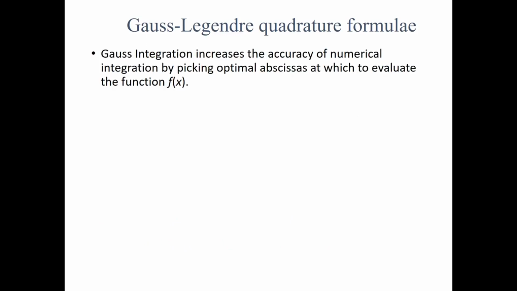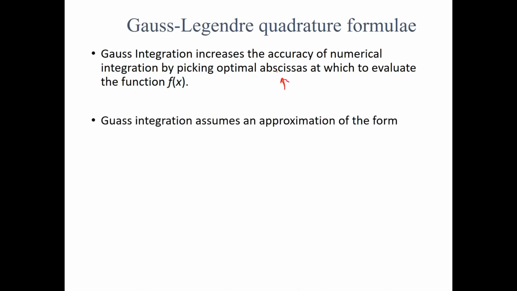गॉस लेजेंडर क्वाड्रेचर फॉर्मूला का डेरिवेशन या हाउ टू अप्लाई इट, we see that Gauss integration increases the accuracy of numerical integration by picking optimal abscissas at which to evaluate the function. Means हमें कौन से xi की वैल्यू लेनी है और कौन से फंक्शन की वैल्यू लेनी है वो हम फाइंड आउट कर लेते हैं. Then we say that this is the optimal answer and best answer.